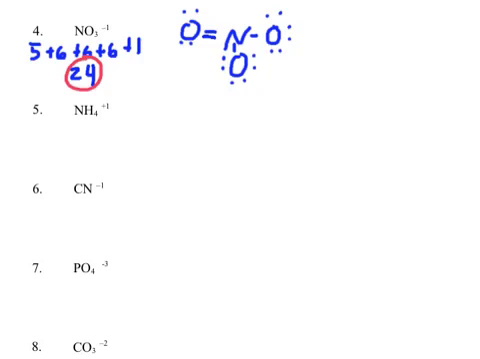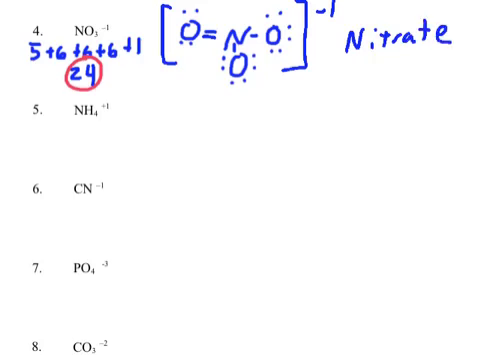And then I'm going to bracket the whole thing off, and I'm going to put -1 on it. And this one is called nitrate. Oh, our next one is different. It has a positive charge. Not many polyatomic ions do, but this is one that does.